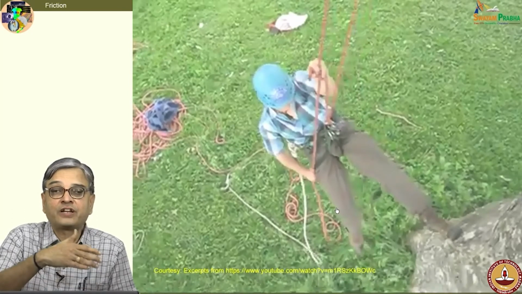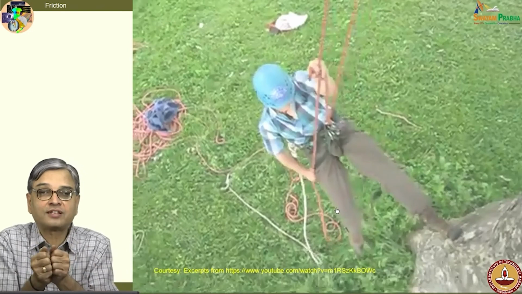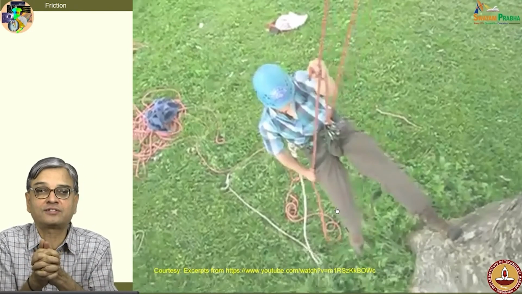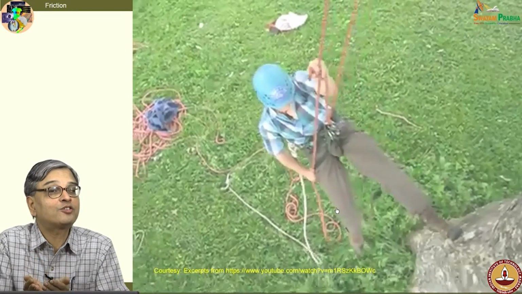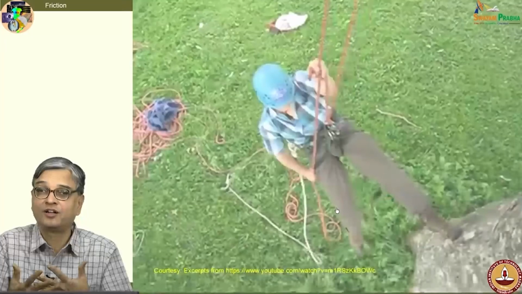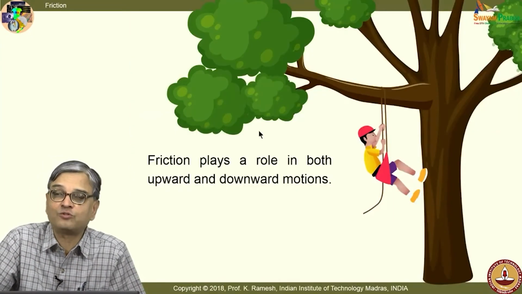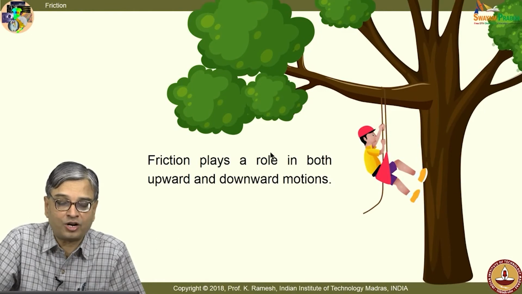Imagine I have a frictionless pulley, you put your rope and then you hold yourself. You can probably hold yourself, but you cannot make yourself move up or down, because you have to exert a very large force, equal to your weight, to move up. On the other hand, friction is very well used. It plays a very important role in both upward and downward motions.